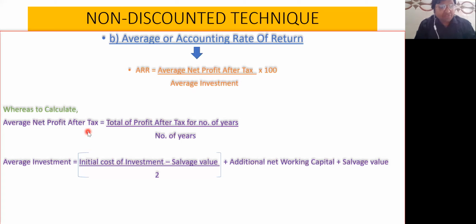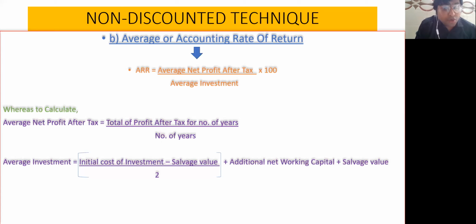So average net profit after tax is equal to what, bacha? Total of profit after tax for number of years. So see, remember this. This is after tax, huh? Not before tax, after tax. So total of profit after tax for number of years divided by number of years. So it's a simple formula, average net profit after tax.